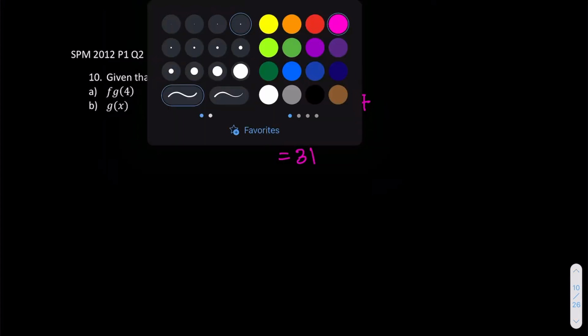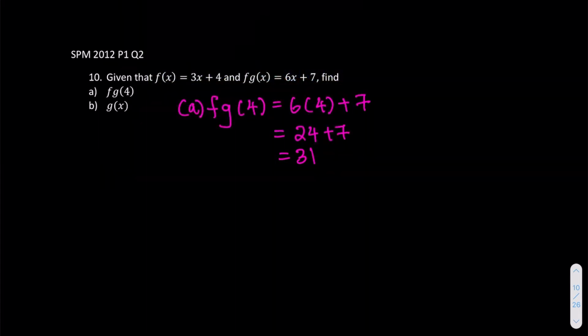How about B? So we try to do B now. B, they ask us to find g of x. So we look at the composite function first. G of x is located at the back. So remember how to do back? Back means BSC. Be super crazy or Bapak saya comel.